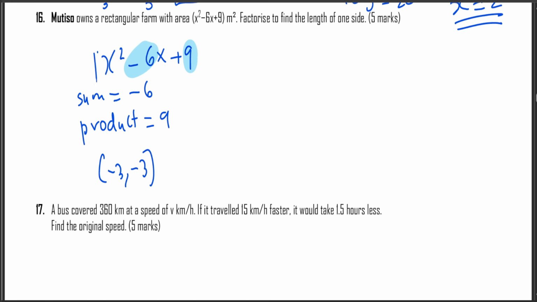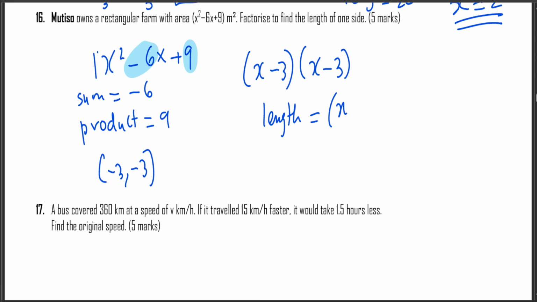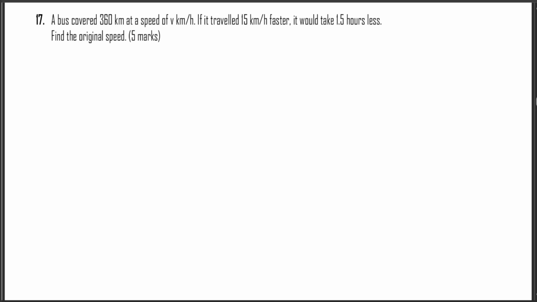So since the coefficient of x squared is 1, you can just rewrite it this way, a very easy way. Since you know the factors are -3 and -3, you write it as x minus 3 and x minus 3. So the length of one side is just x minus 3. Basically, this is a rectangle, but it's a square. So the length is x minus 3, and the other side is also x minus 3. But the question just told us to factorize to find the length of one side, which is x minus 3 meters.